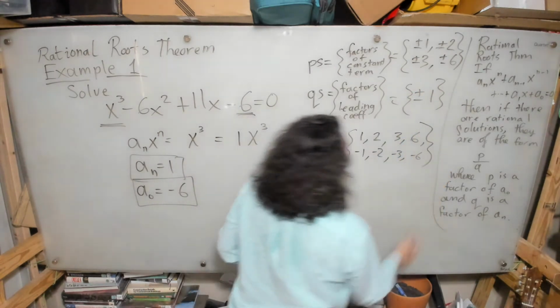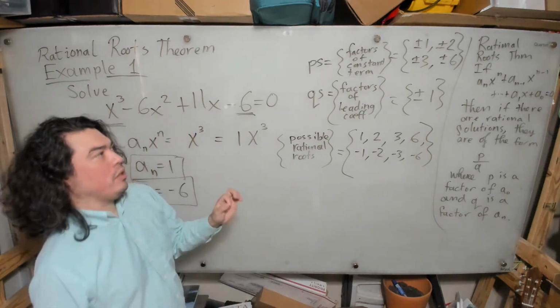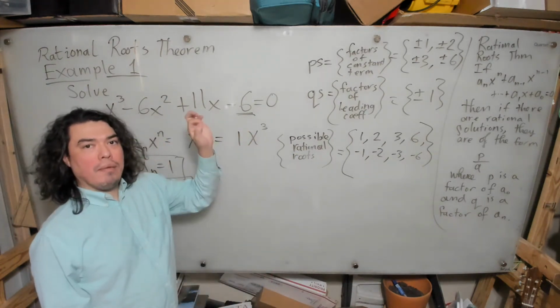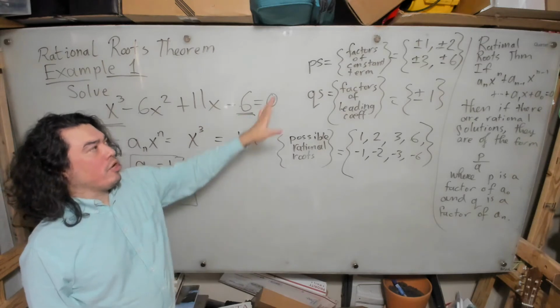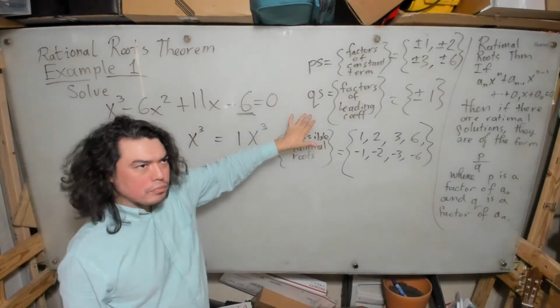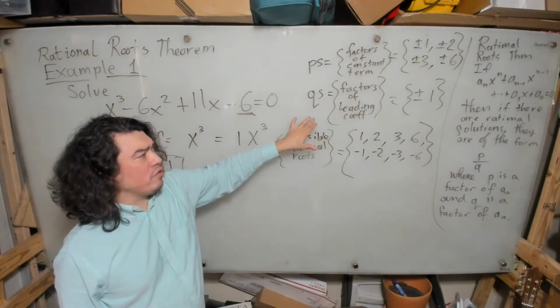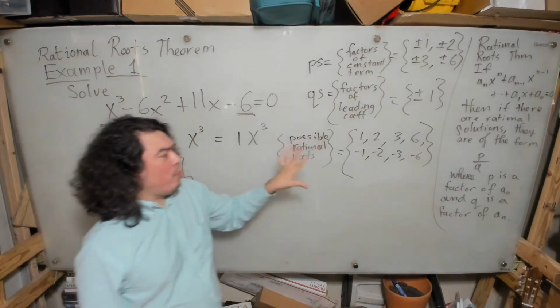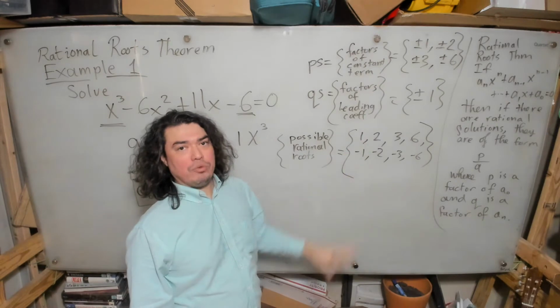And so, in other words, after we have formed all the possible fractions, p divided by q, for each p in our list of the factors of the constant term, and for each q in the factors of the leading coefficient, we end up with a list of the possible rational roots.